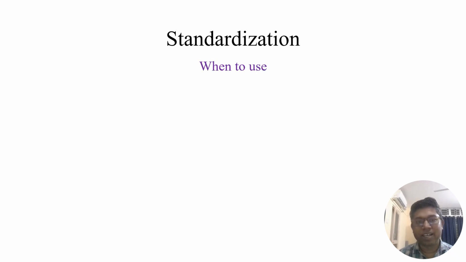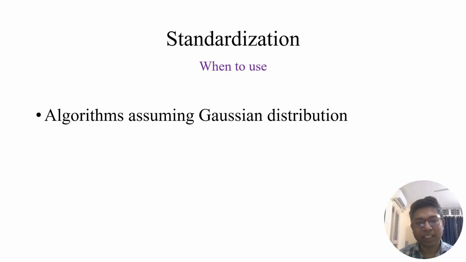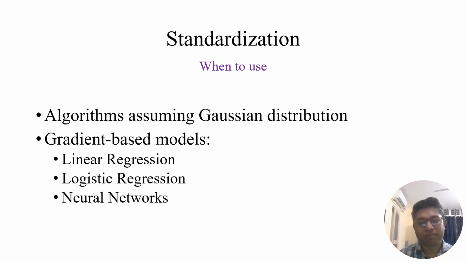So when to use standardization? There are certain algorithms which assume Gaussian distribution of the features. In such cases, standardization is used for feature scaling. Also gradient based models like linear regression, logistic regression, neural networks, they prefer standardization.